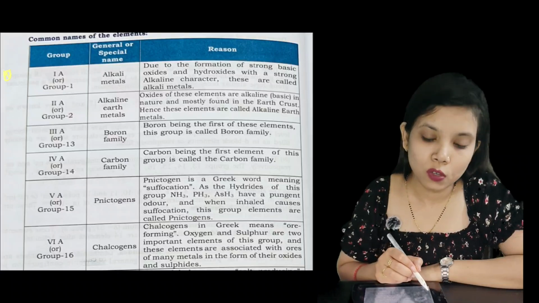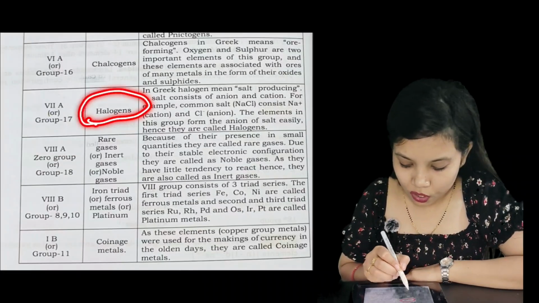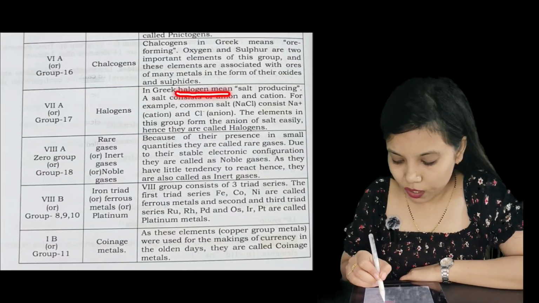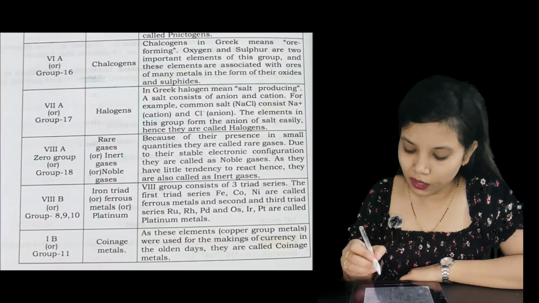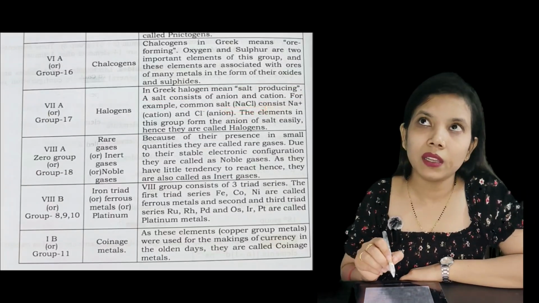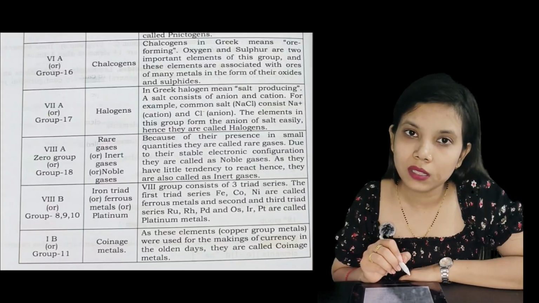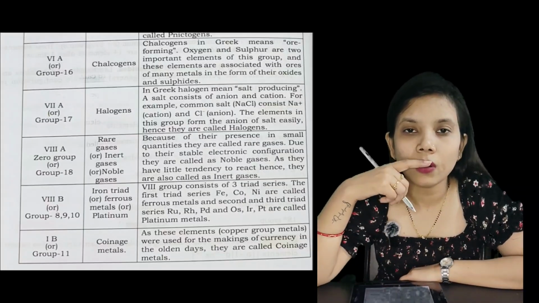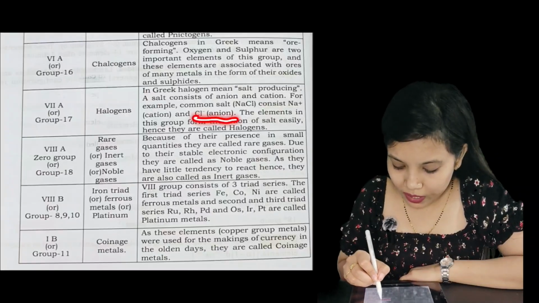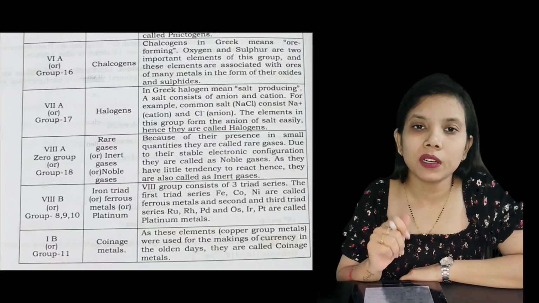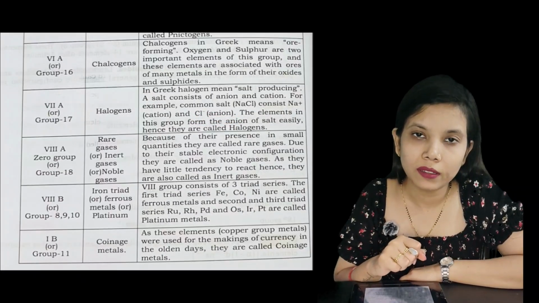Coming to the next one, which is group 17, known as halogens. In Greek, halogen means salt producing. A salt consists of two parts, one is cation and the other is anion. For example, NaCl is which salt? You all know it is table salt, which is sodium chloride, correct? So we can see Cl minus. You have heard about KCl, which is potassium chloride.